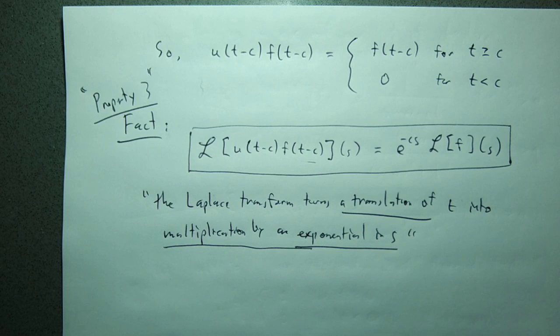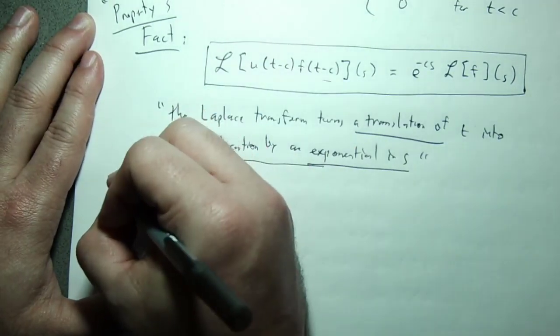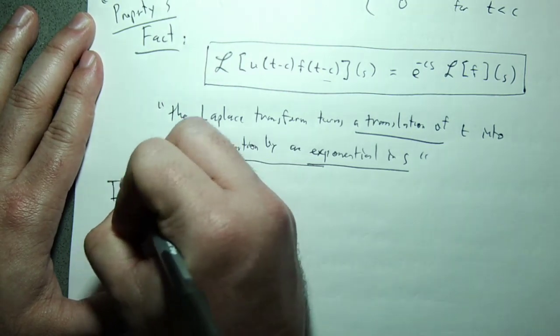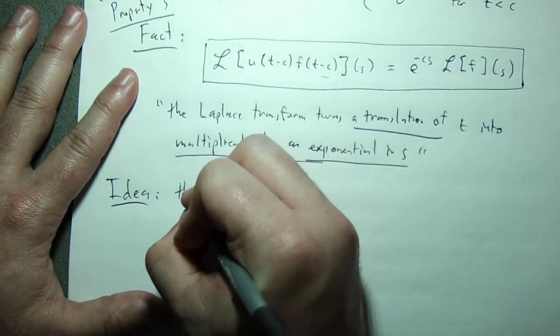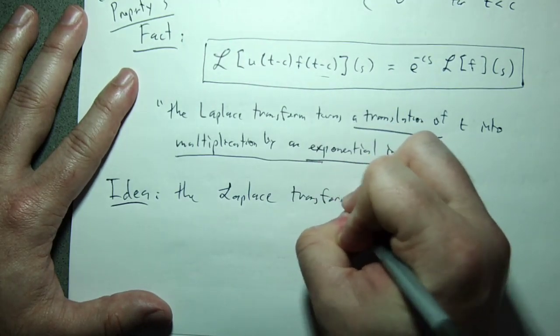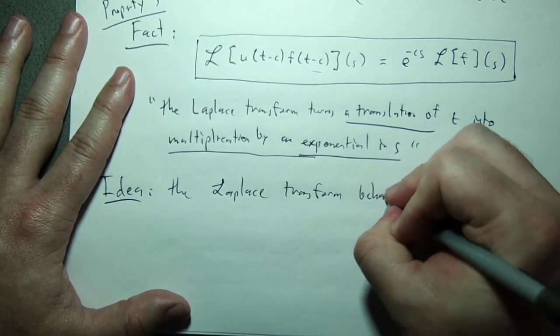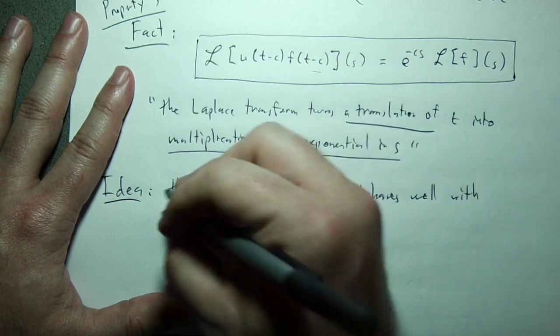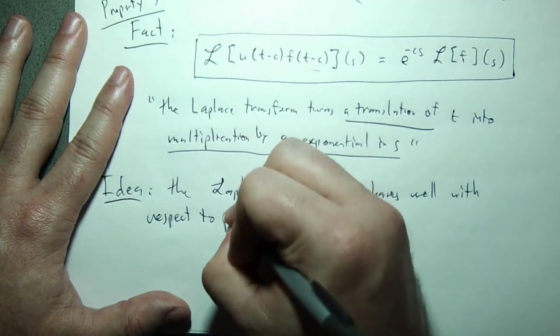And it is on account of the Laplace transform behaving well with respect to Heaviside functions that one of the main applications of Laplace transforms that make them useful compared to key identities or undetermined coefficients is that, I should say, the idea here, maybe: the Laplace transform behaves well with respect to piecewise functions.